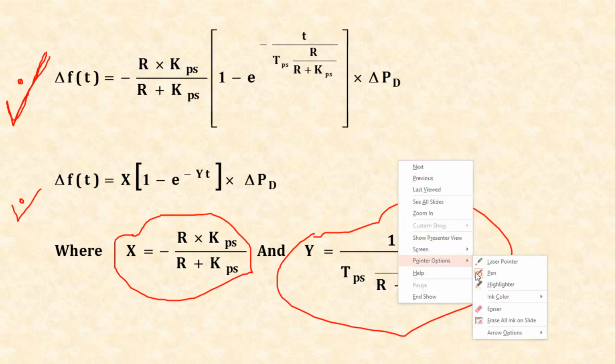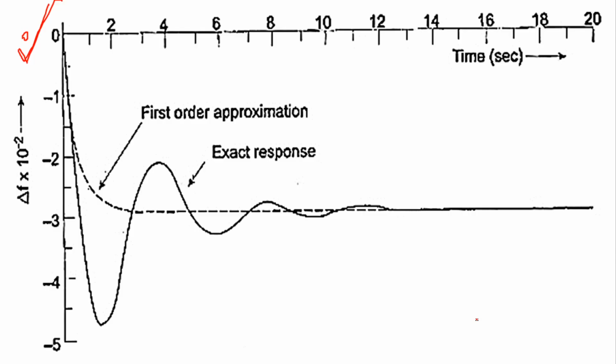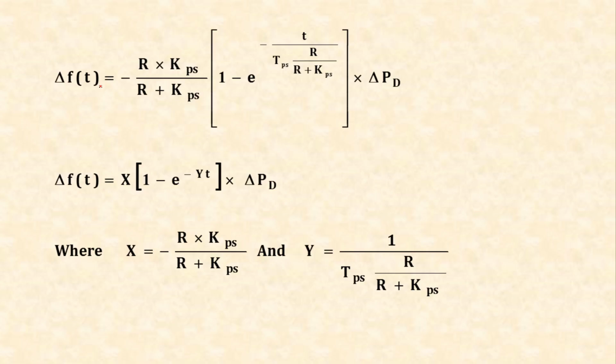So let us consider two points in this graph. First one is t is equal to 0, and the last point, let me take t is equal to infinity. To get the first term we will put t is equal to 0 in this particular equation, either in this equation or in this equation, both will be the same.